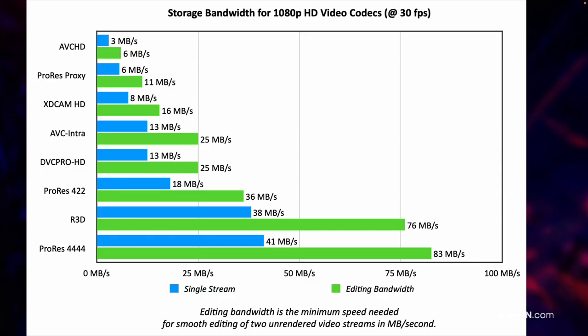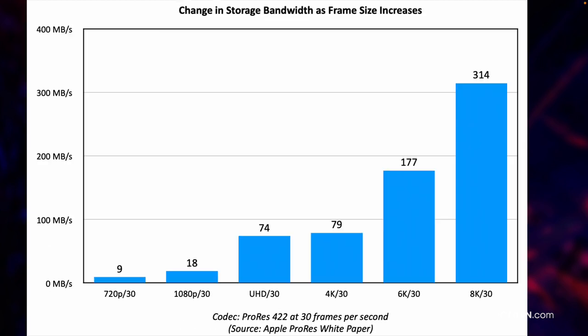Let me illustrate. Here are storage bandwidth requirements for 1080p HD, and you can see that the amount of bandwidth required for editing, the green bar, escalates rapidly as we change codecs. AVC HD, which is a flavor of H.264, doesn't take a whole lot of bandwidth. But the quality that ProRes 422 provides requires faster bandwidth, almost 6 times more. And if we go to ProRes 4444, again for 1080 footage, it's double that again. But it's more than just the codec. It also is frame size.